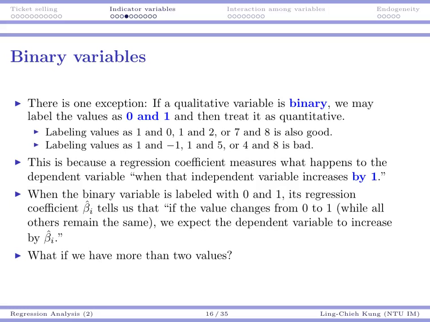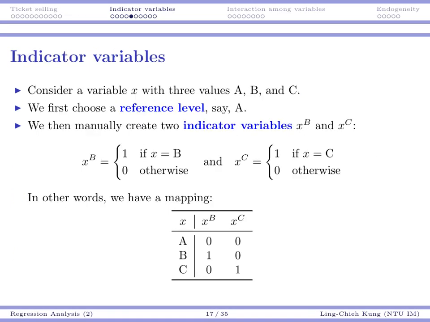Then we need to decide what to do if we have more than 2 values. In that case, we really need something called indicator variables. So let's consider a variable x with 3 possible values. Let's call them a, b, and c. The first thing to do is to choose a reference level. The meaning will be very clear later. But anyway, for the 3 possible values, we first need to choose one reference level.